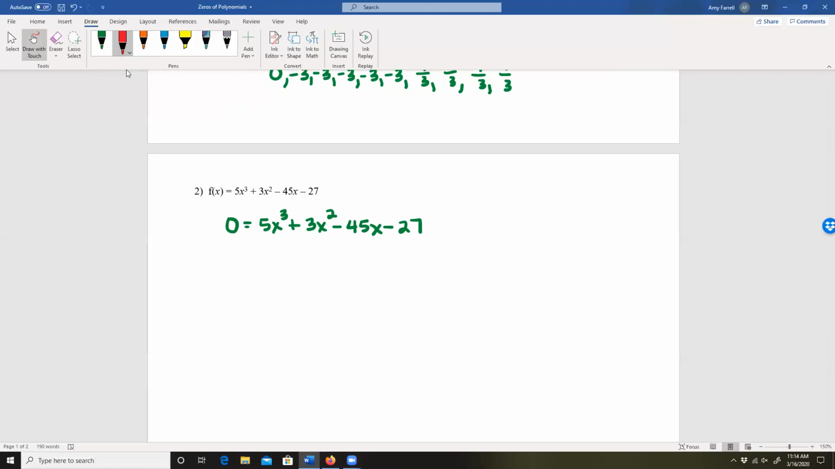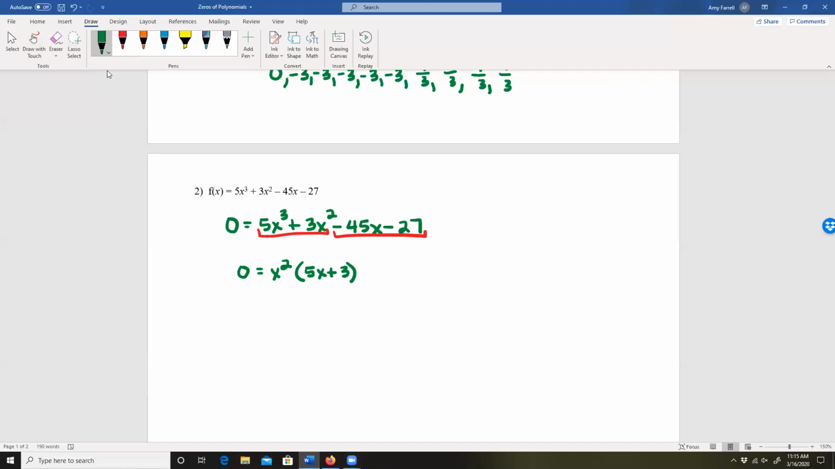So I'm going to attempt to factor by grouping since I have 4 terms. So this is my first group here, and this is my second group. And I'm going to factor a GCF from each group. So the GCF of that first group would be x squared. So let me factor x squared from the first group. And I'm left with 5x plus 3.